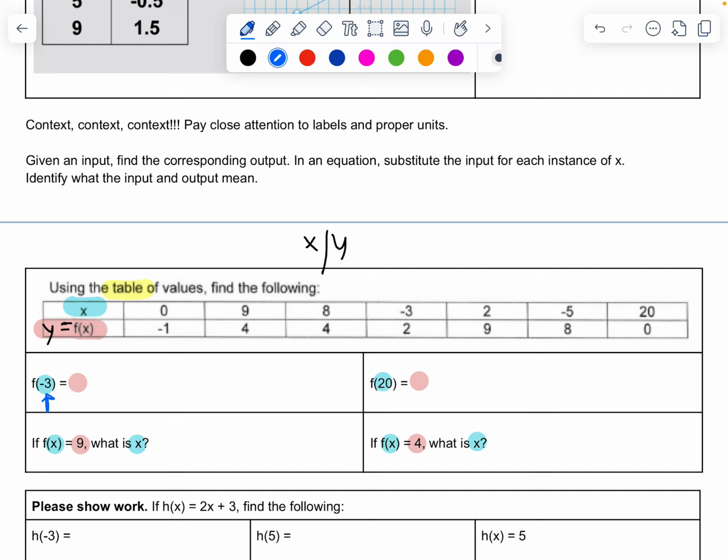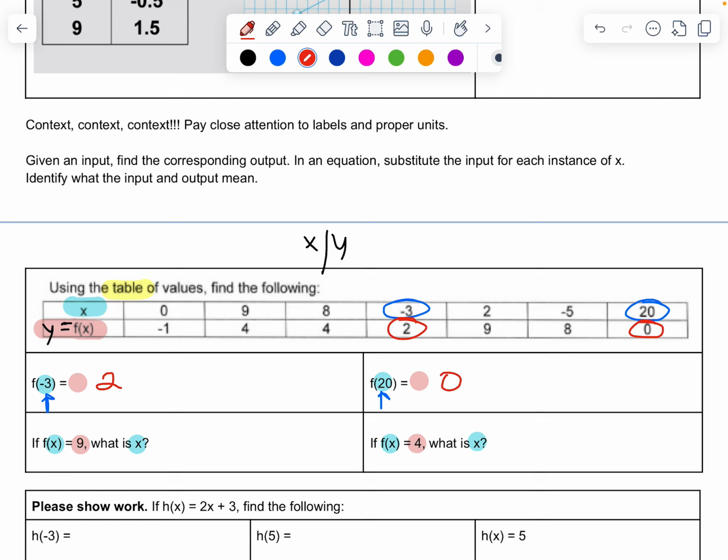Well, right here I see my x value of -3. What is the y value for that? The y value is the number 2. So pretty simple in terms of understanding how to use the table. Same thing plays out for the 20. We know that the x value here, what's inside the parentheses, the input, is 20. What is its corresponding y value? And of course that would be 0.